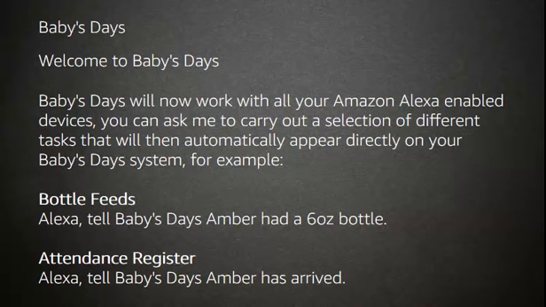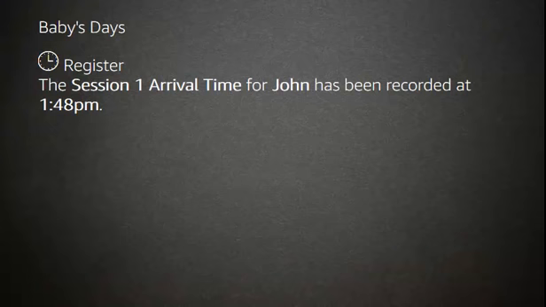Alexa, tell Baby's Days that John is here. The session 1 arrival time for John has been recorded at 1:48 p.m. So in that example, we basically told Alexa that John was here. We didn't specify their session 1 or session 2 arrival time. Therefore, Alexa will automatically look on your system and see that they have not been recorded yet on the system for their arrival time. So she instantly placed them into the session 1 arrival time.